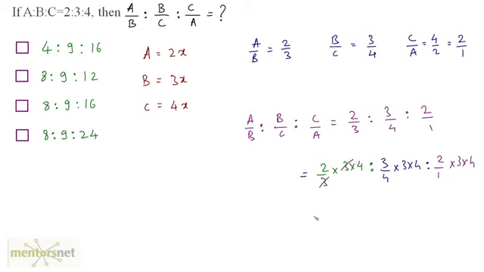So this 3 and this 3 get cancelled out. What we have is 2 times 4, 8. Again this 4 and this 4 get cancelled out. What we have is 3 times 3 is 9. And is to 2 times 3 is 6, 6 times 4 is 24. So 8 is to 9 is to 24. And that's our answer, option D.